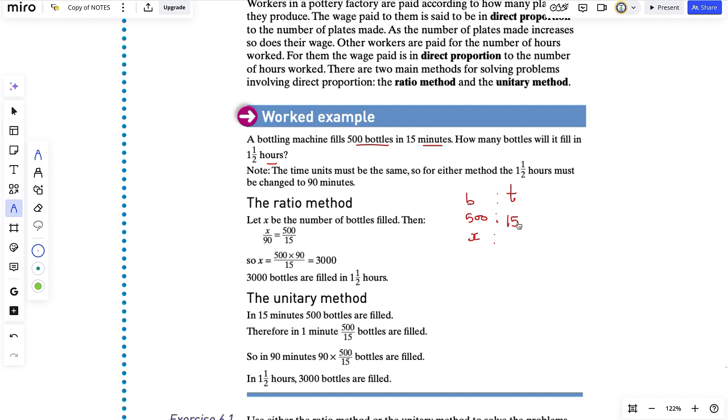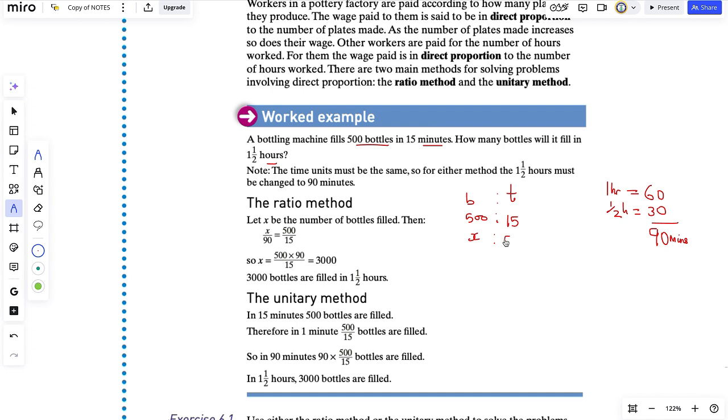In 1.5 hours, you must change to minutes. Remember, time must be in the same unit, so you cannot write 1.5 here. You have to change it to minutes. 1 hour is 60 minutes. The half hour is 30 minutes. So we add these two together, we get 90 minutes. So 1.5 hours gives us 90 minutes. We write 90 minutes into that place.